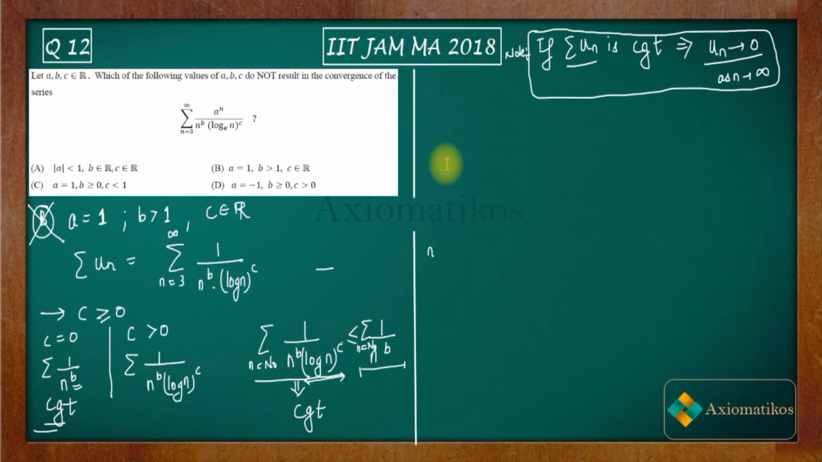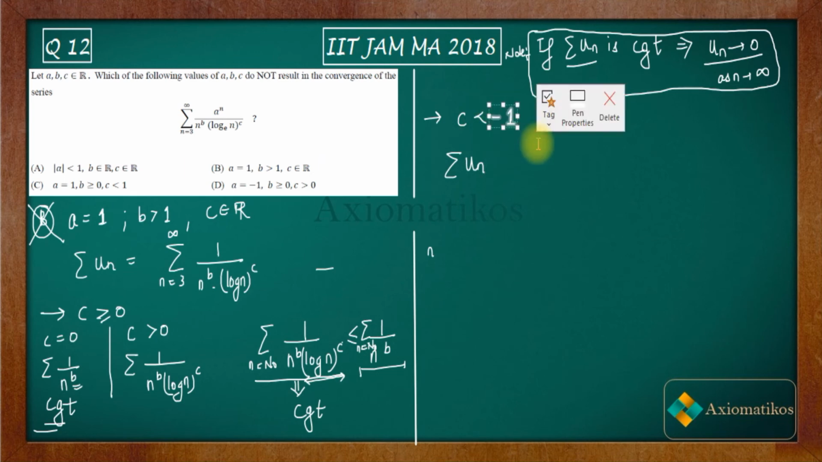Now doing another case: if C is a negative number, then what will happen? Let us say C is less than minus 1. Then what will happen? You will end up with this thing, that your series should be less than 0. I should erase this part. This video is going to be bigger because the question is a little bit difficult to prove.